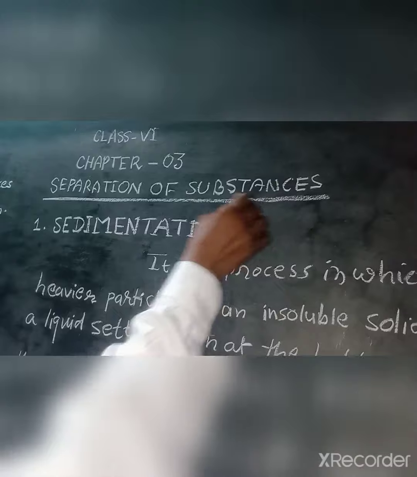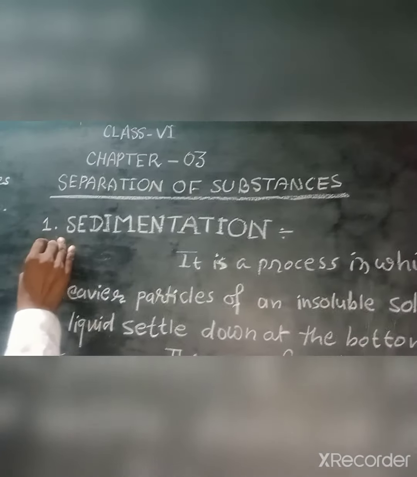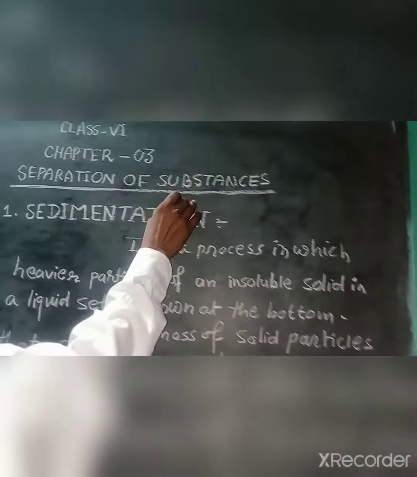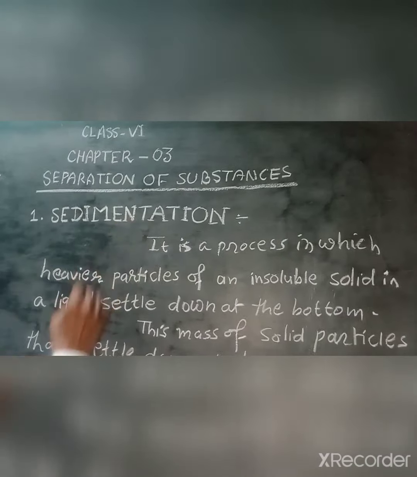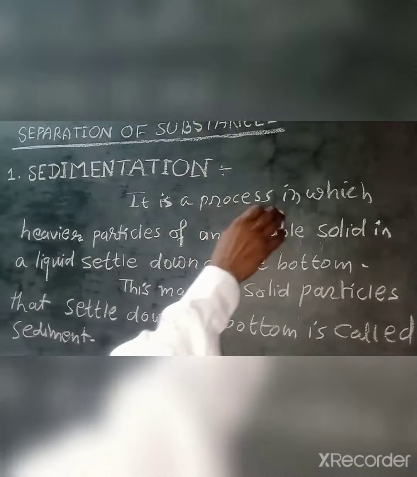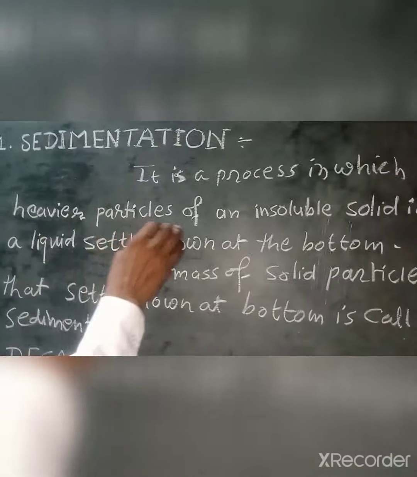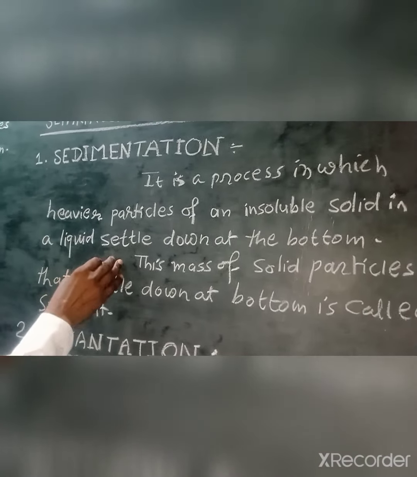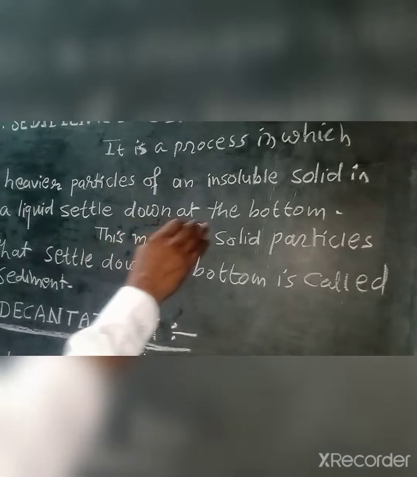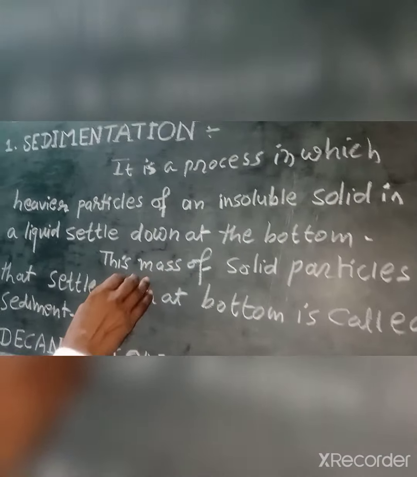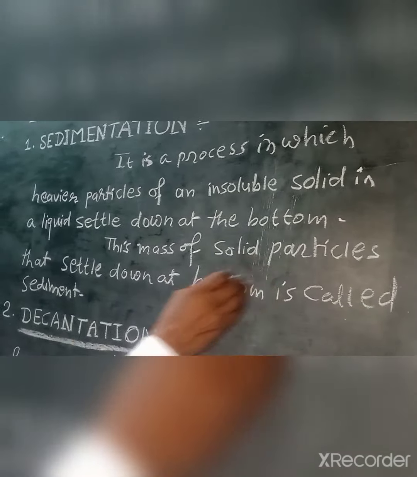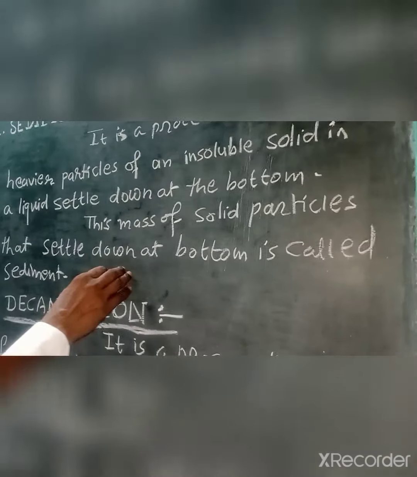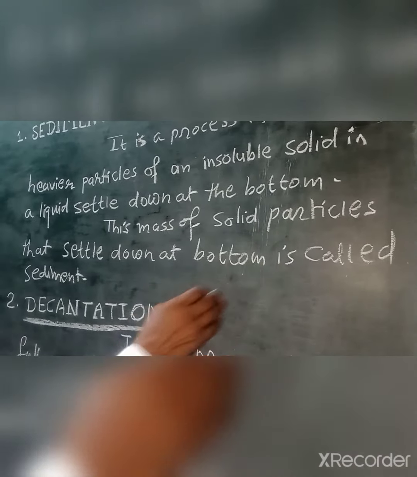Separation of substances. The method of separation of substances is sedimentation. It is a process in which heavier particles of an insoluble solid in a liquid settle down at the bottom. The mass of solid particles that settle down at the bottom is called sediment.